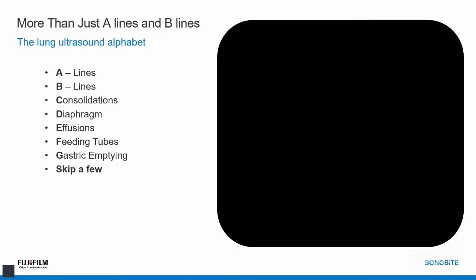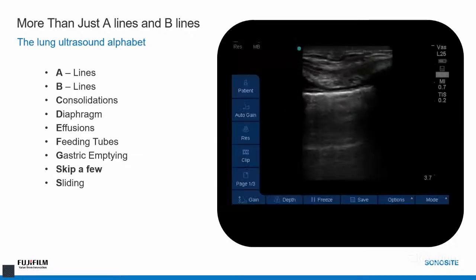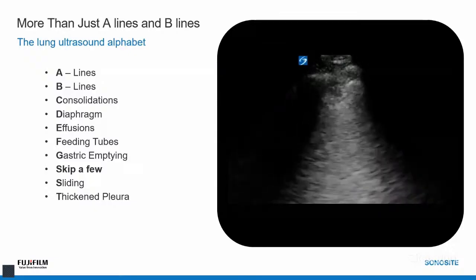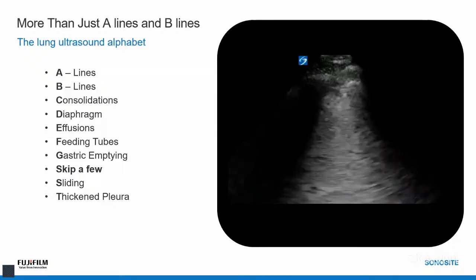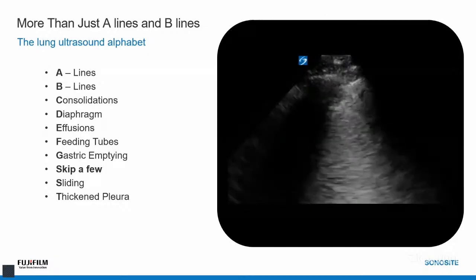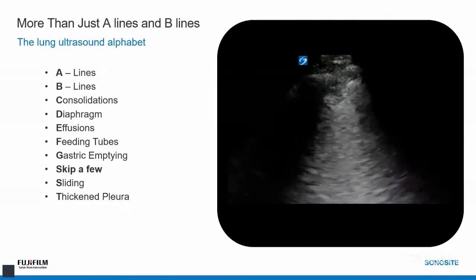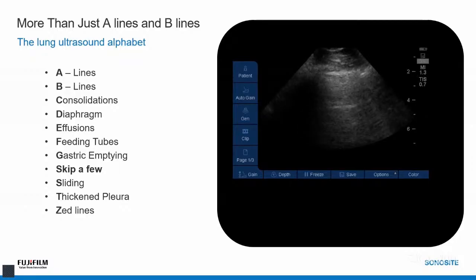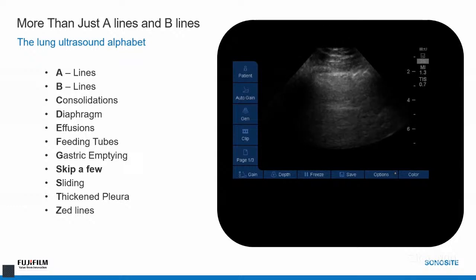And then, just like my youngest daughter, we'll skip a few letters of the alphabet. We'll jump down to S, where we'll get to lung sliding, which allows us to rule out pneumothorax. T for a thickened pleura, which is present more in inflammatory and infectious states and allows us to differentiate them from the alveolar filling of cardiogenic volume overload. And Z for the Z lines, throwing back to the French originator of the lung ultrasound alphabet, which are present in healthy lungs, not necessarily a sign of pathology, but do rule out pneumothorax.